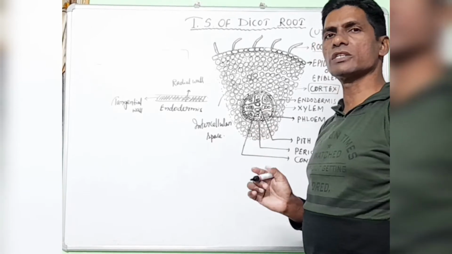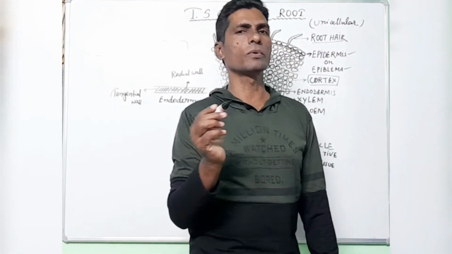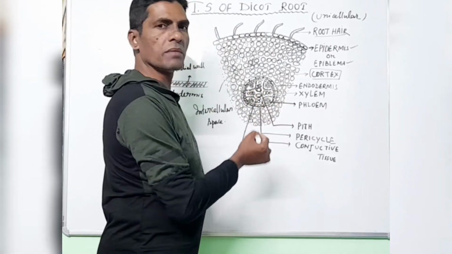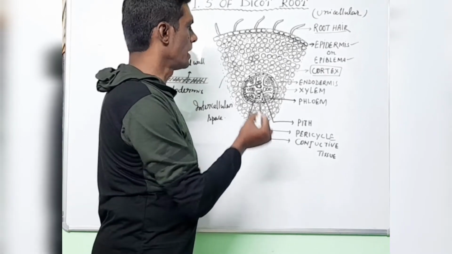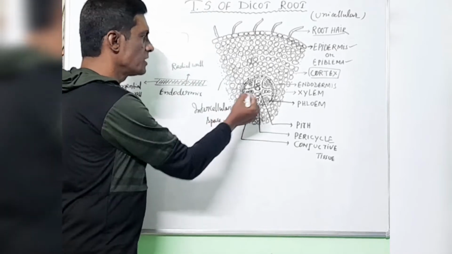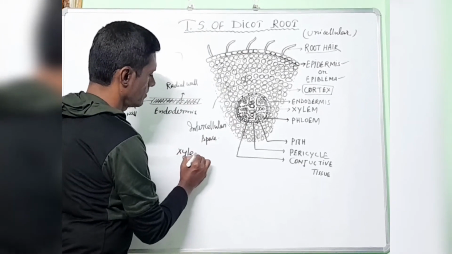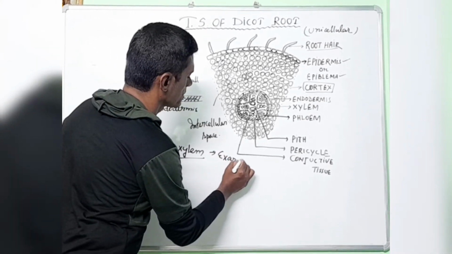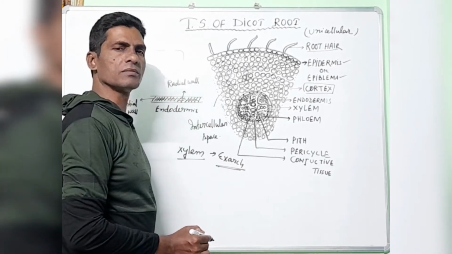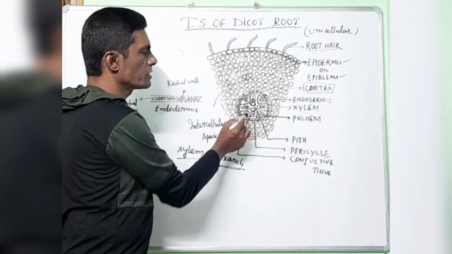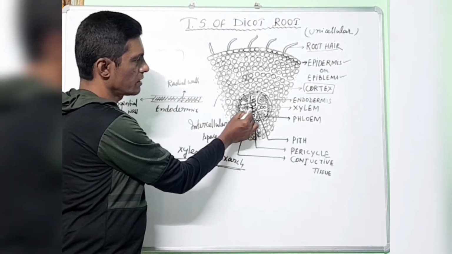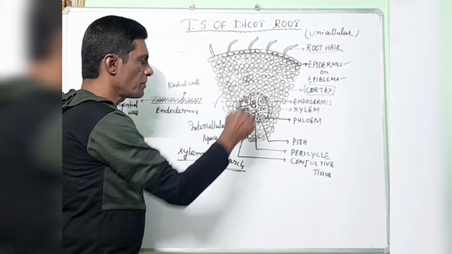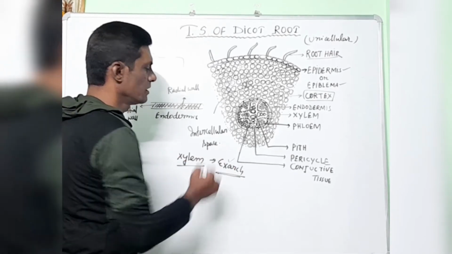So what is the characteristic feature of dicot root? In dicot root the xylem tissues are arranged in number, maybe 4 to 6, and you know that in root the arrangement is exarch condition. What is the meaning of exarch condition? Here xylem tissues are there, protoxylem and metaxylem. Metaxylem is towards the center or middle part called pith, and protoxylems are towards the periphery. This type of arrangement of xylem tissue we call exarch condition.